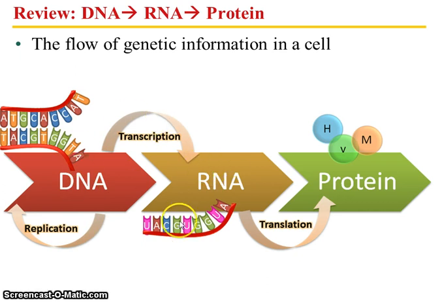Otherwise, we make the RNA, we process it, it leaves the nucleus, finds a ribosome, either free-floating or attached to the endoplasmic reticulum, and we build proteins. We combine amino acids together to make these polypeptides, these long strings that, when added together, make proteins.